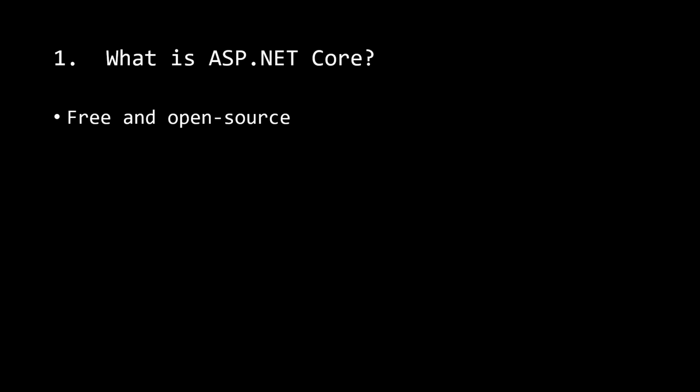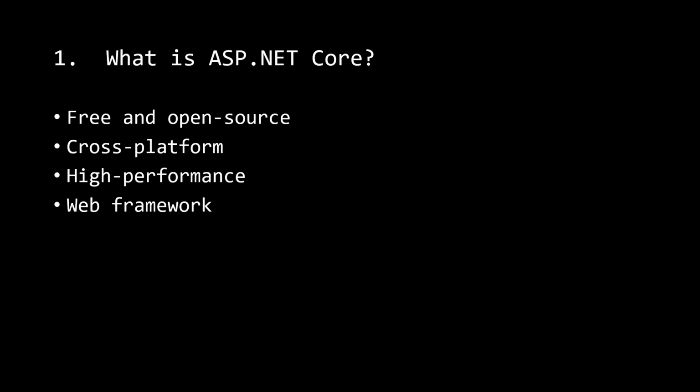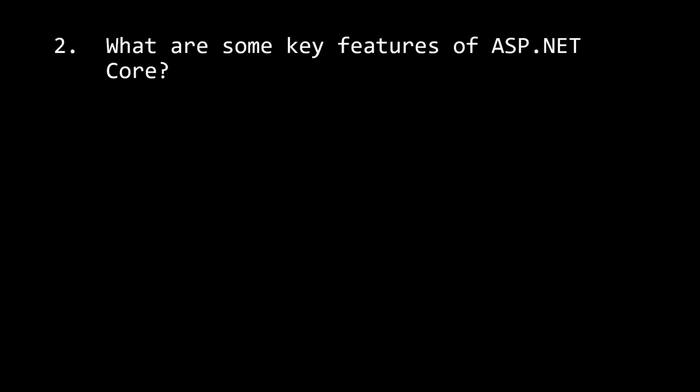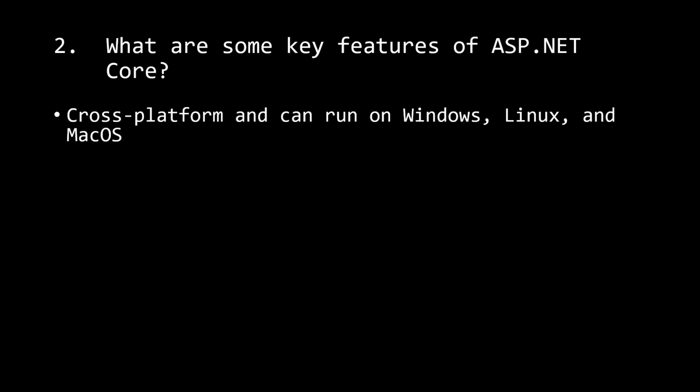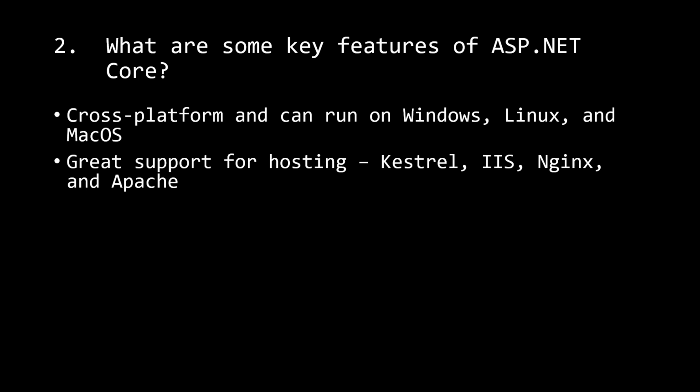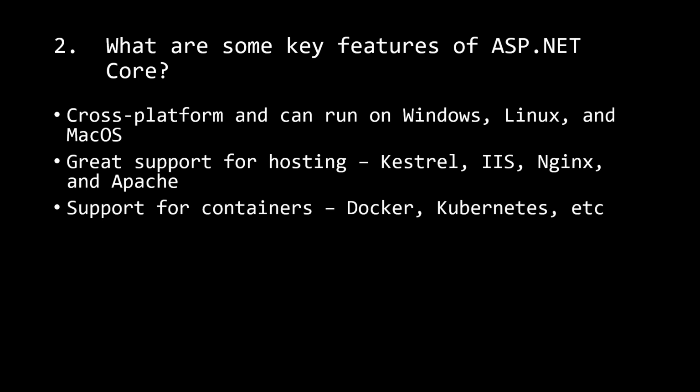ASP.NET Core is a free and open source cross-platform high-performance web framework from Microsoft for building modern cloud-based web applications. Some of the things that I think of as the key features of ASP.NET Core are the fact that it's cross-platform. It will run on Windows, Linux, and Mac OS. It has a lot of options for hosting, including Kestrel, IIS, Nginx, and Apache. It also has support for containers, so you can use things like Docker or Kubernetes.